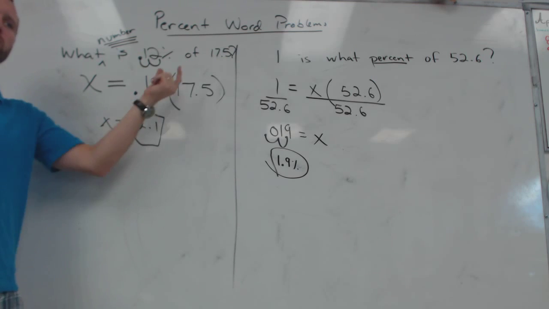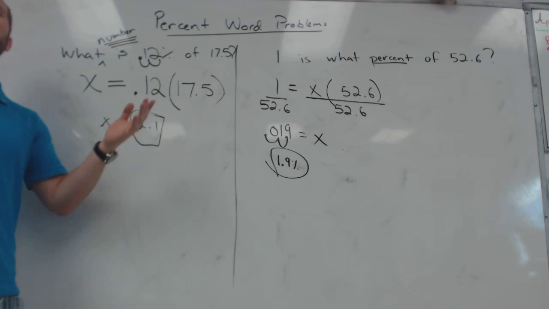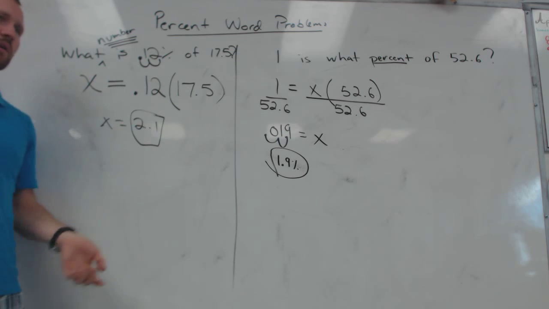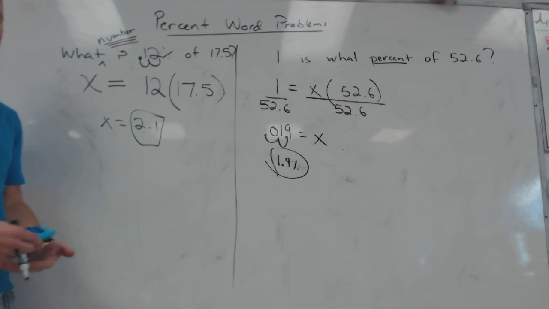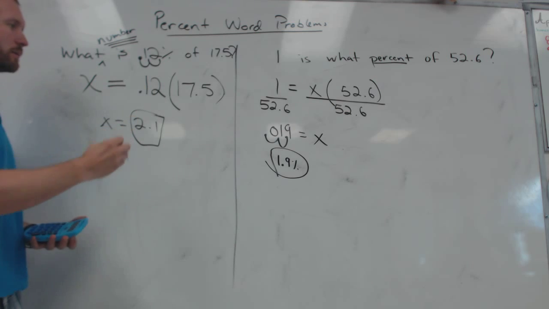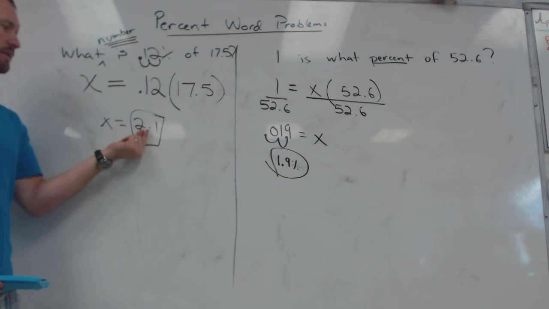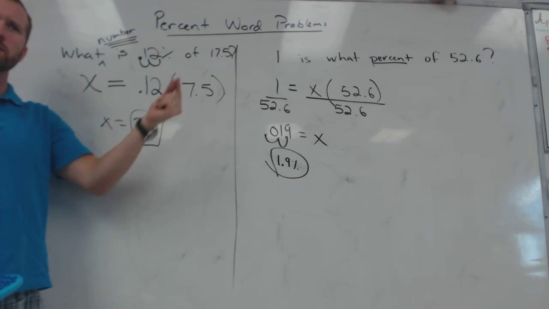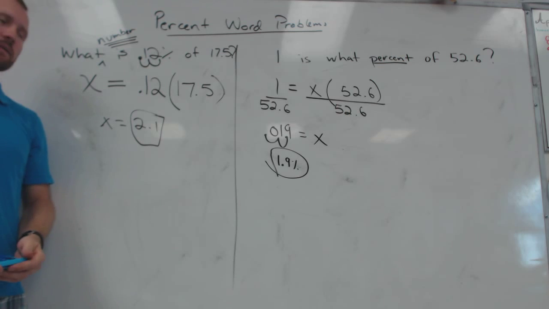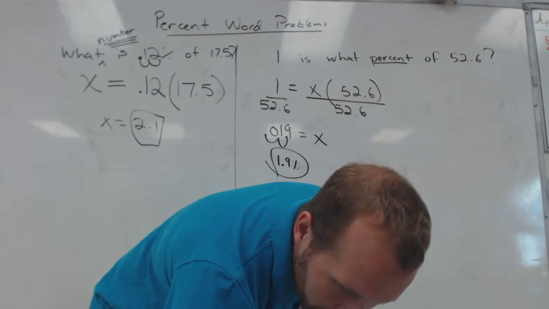And just doing this quick check will save you a lot of simple mistakes, right? Oh, I just forgot to convert that into a percent. I did 12 times 17.5 instead of 0.12. So just ask yourself, could this number really be 12% of this number? In this case, yes it could. And in fact, it is. All right.